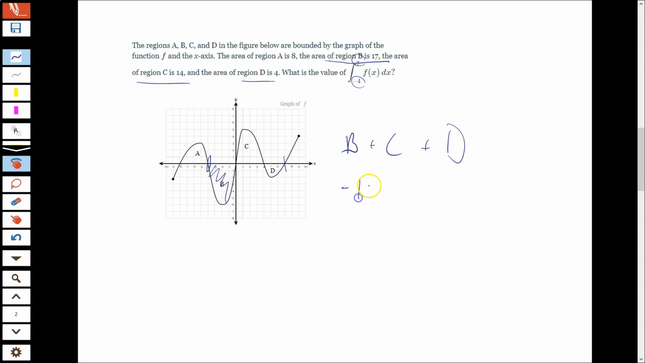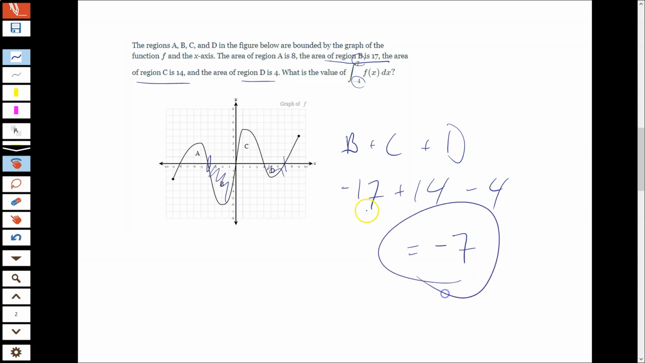So -17 plus 14, and then is also negative minus 4. So this ends up being, you add those together, about -7. So that's our solution here. And if I wanted to be super proper, I could say the integral from -4 to 7 of f of x dx is equal to -7.